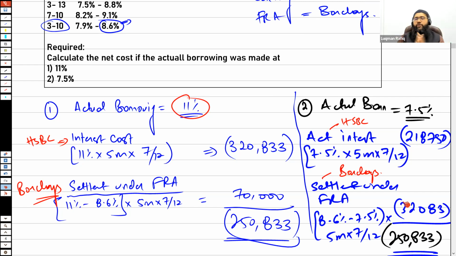Now, what is Barclays trying to do? Barclays is trying to take advantage of the position. Barclays is obviously speculating that the interest rates would be low. Barclays' speculation was this: the interest rates would be 7.5%. So you would be paying 7.5% to HSBC and you have agreed to 8.6% FRA, so you'd be paying the balancing amount of 1.1% to Barclays. That's the position that Barclays was forecasting. That's why they entered into an FRA with you. So it's a derivative transaction. It's a transaction for short-term gain. You get my point?